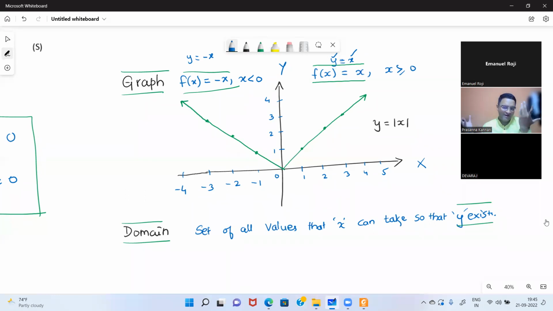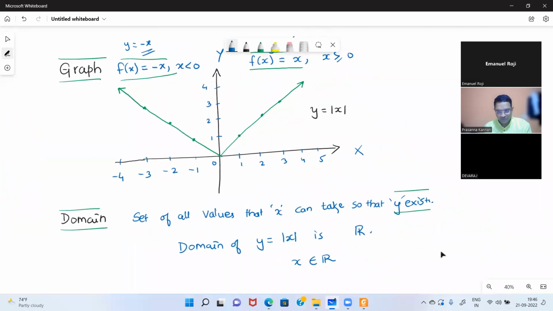Therefore, all real values are possible for x, be it this function or this function, correct? Therefore, the domain of y is equal to mod x is the set of all real numbers. Are you clear? Any real number. So x belongs to all real numbers. That's the domain. Now next we will look at range.